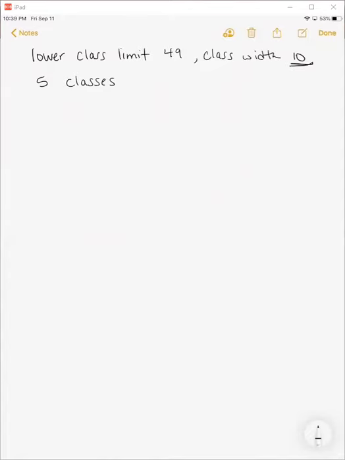It says, let's say the lower class limit is 49, the class width is 10, and they want you to create 5 classes. So we would first start with my 49, and we would add 10 to it. So I'd get my 59, and this is the start of my second class. The class width is the difference between consecutive lower class limits, or consecutive upper class limits. So I add 10 to 59, so 69, that's my third class. My fourth class is 79, and my fifth class is 89.